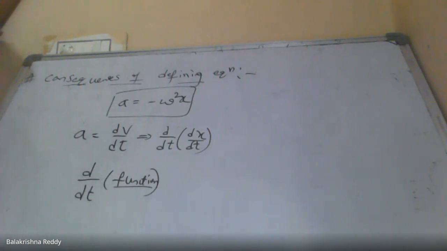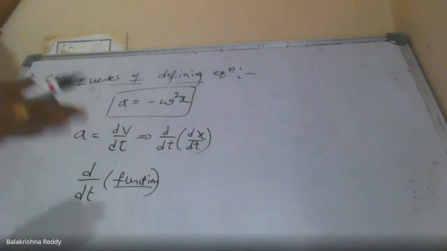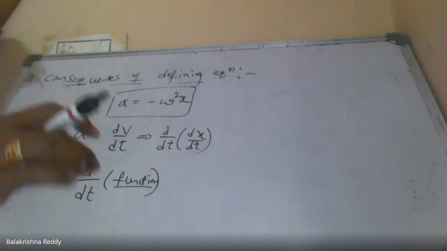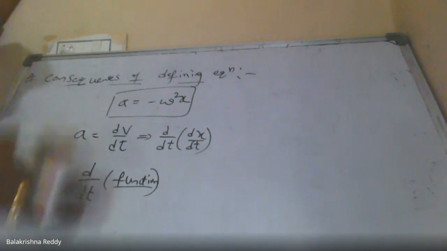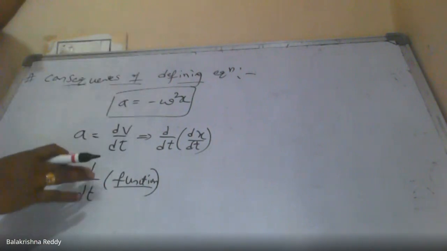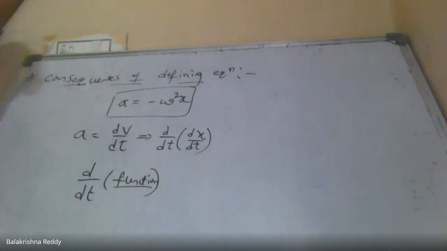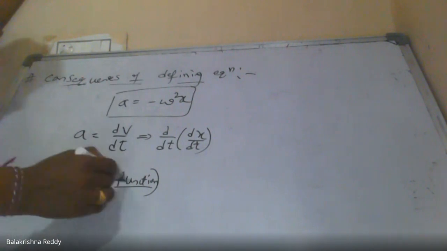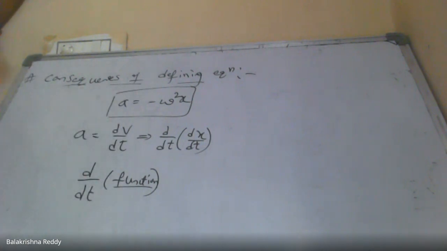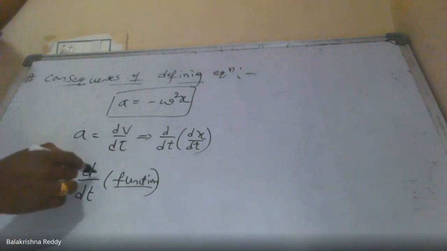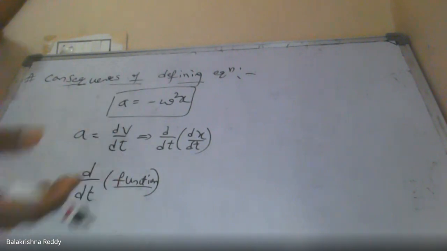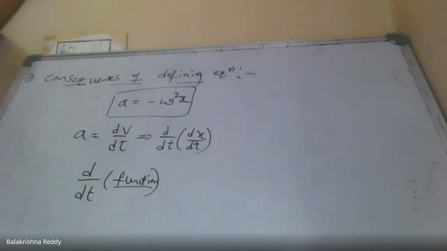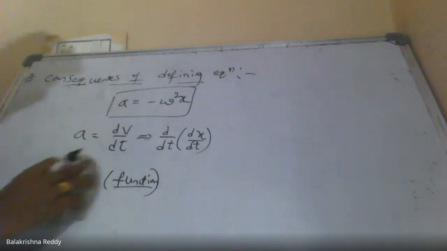The basic definition of acceleration is what for us? Change in the velocity with respect to time is called acceleration, right? So we are representing that in differential form, d by dt of v. Who is v? Velocity, which is a function. Basically, what we call the acceleration definition: change in the velocity with respect to time. I can write that equal to dv by dt.